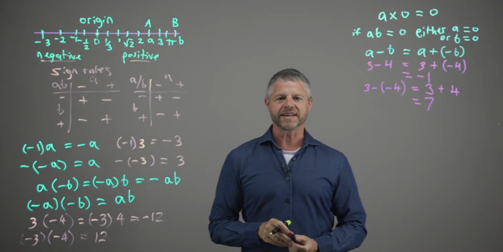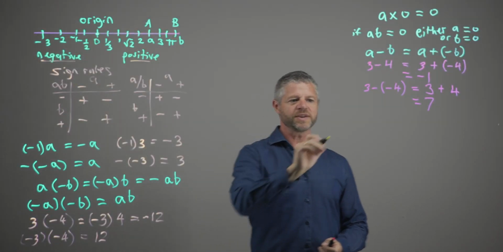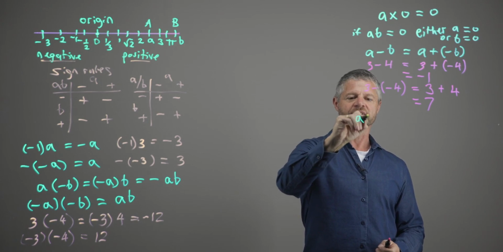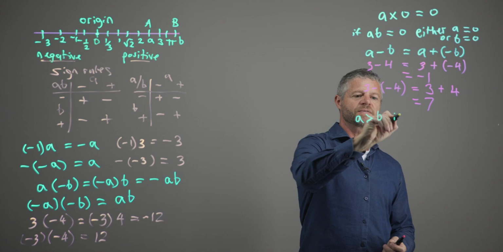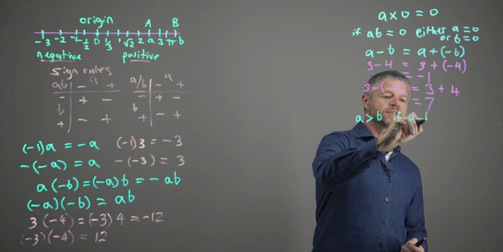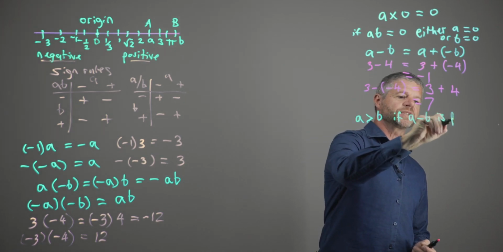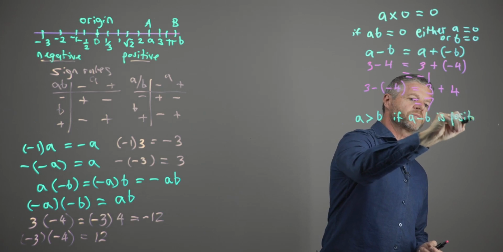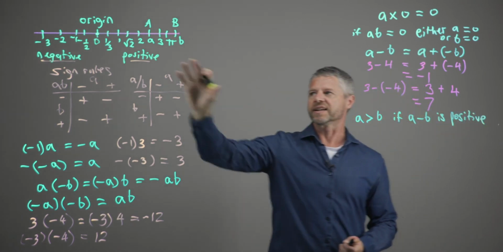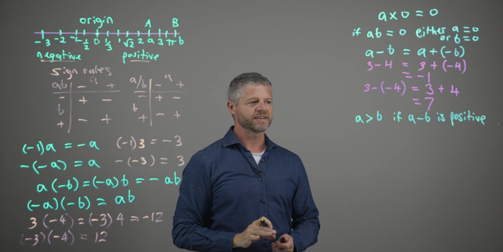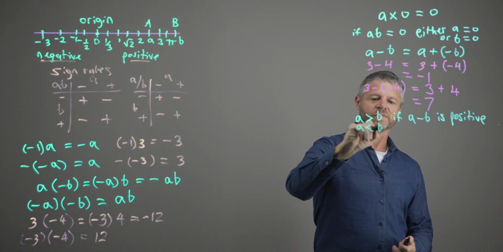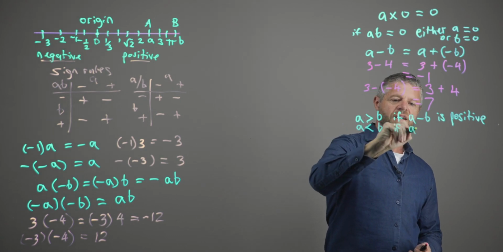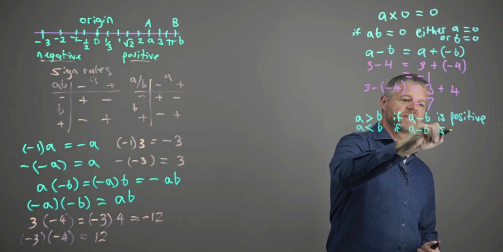Next, let's think about inequalities, and we'll start with strict inequalities. So A is greater than B if A minus B is positive. So again, kind of linking back to the idea of the number line. And A is less than B if A minus B is negative.